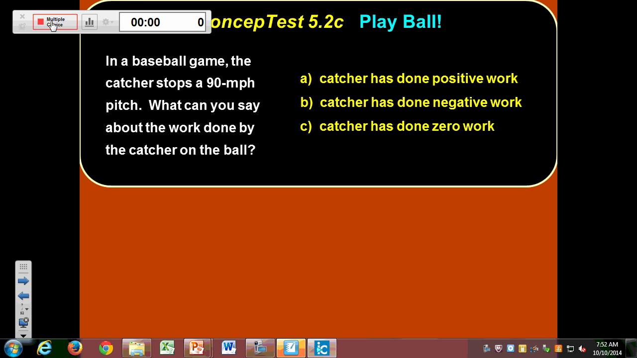In a baseball game, the catcher stops a 90-mile-an-hour pitch. What can you say about the work done on the catcher by the ball? Think about what work is. It describes giving energy or taking away energy.